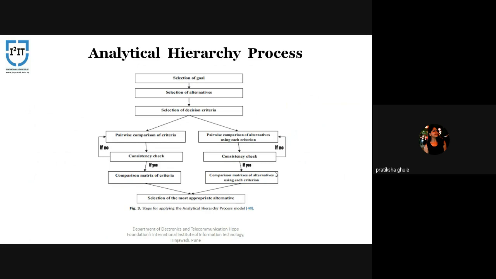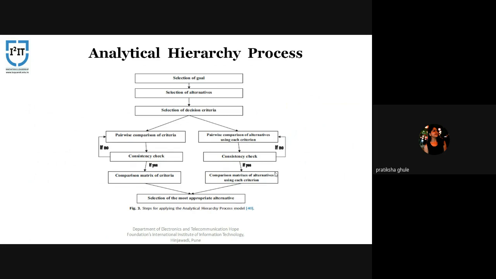So, analytical hierarchy process is one of the MCDM methods, and it is very popular and commonly used. Here we can see the steps for applying the analytical hierarchy process. The first step is the selection of goals, like what we are looking for, what end product we want. So we need to select the goal, like what we are actually looking for.